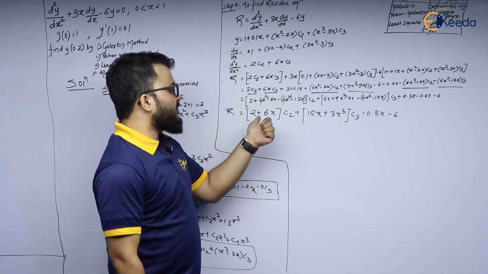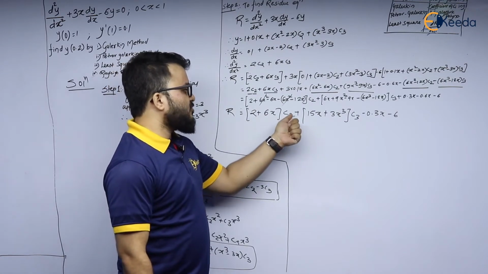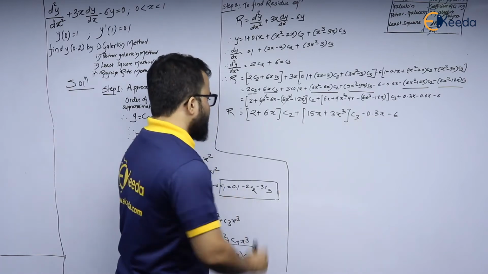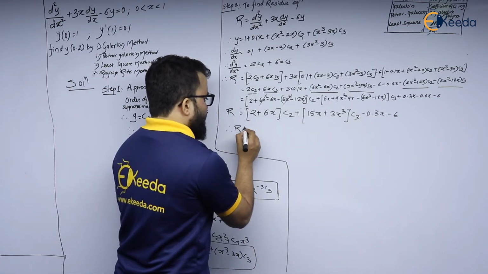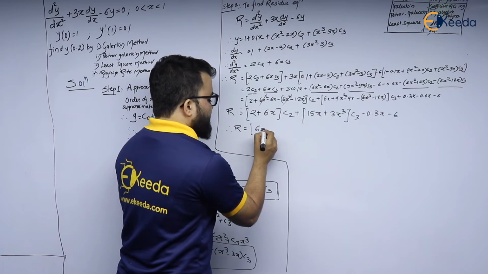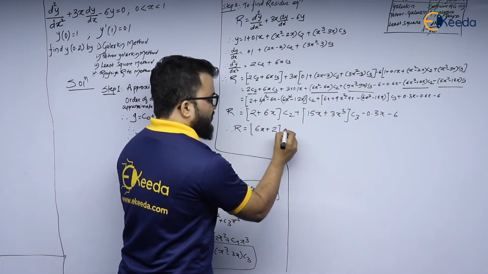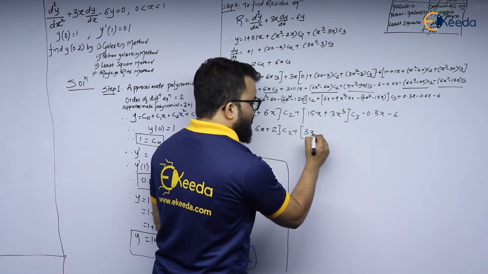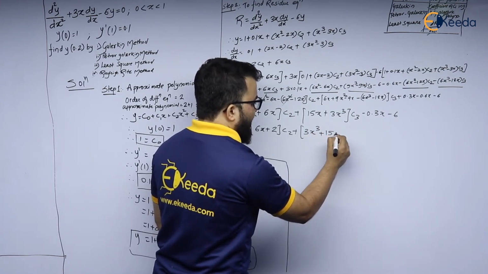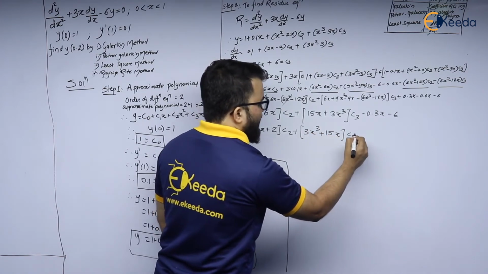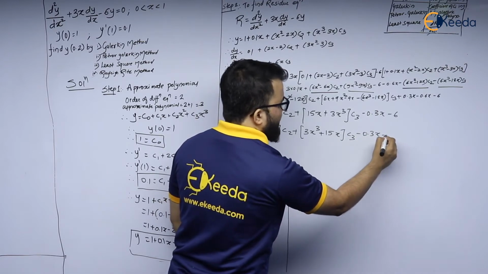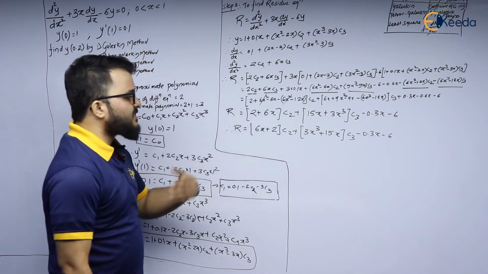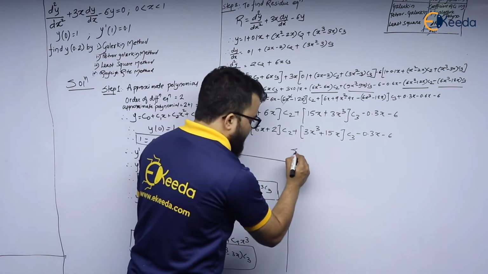So my residue equation becomes 2 plus 6x C2 plus 15x plus 3x cube C3 minus 0.3x minus 6. I will rearrange this equation. By rearranging, I get (6x plus 2) into C2 plus (3x cube plus 15x) into C3 minus 0.3x minus 6. So my step number 2 is over. Now we will find step number 3.